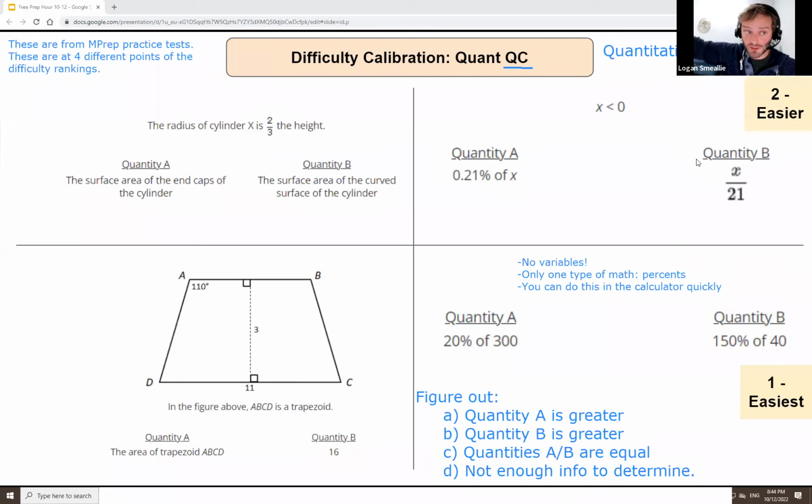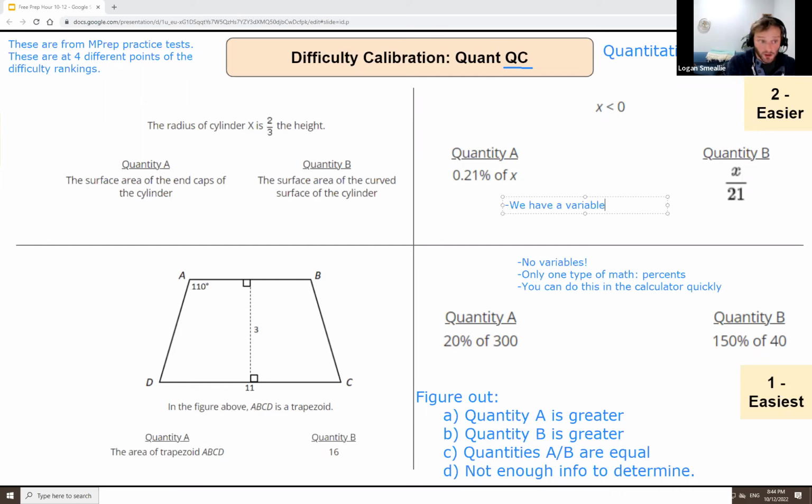What levers do they pull to change the difficulty? But a few things here that start to make it a little bit harder: we have a variable, we have a mix of percents and fractions, and one more thing is we have given information to deal with.